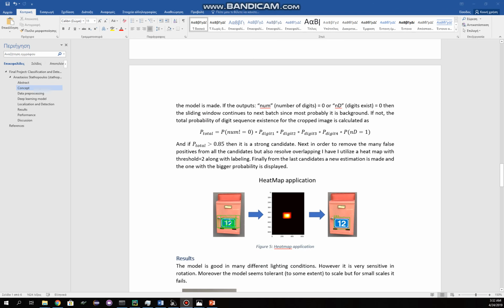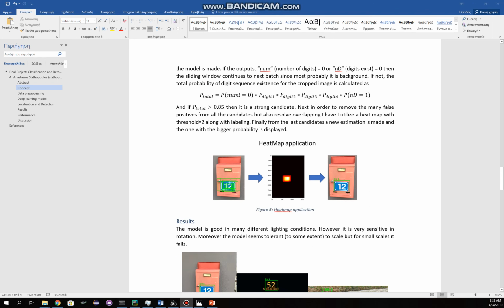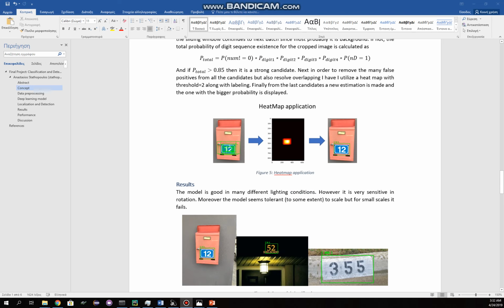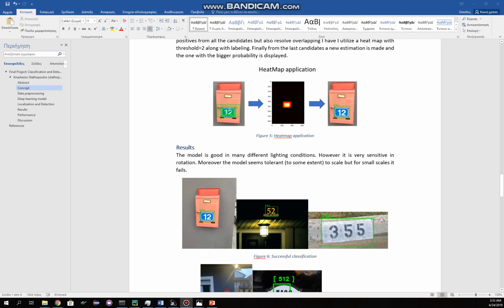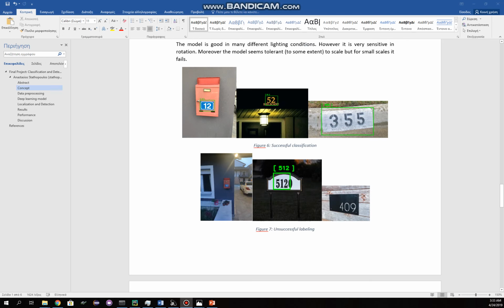Right now, this is my final probability of selecting the appropriate candidate. You can see here the heat map application where I resolve my last candidate, my strongest candidate. I used maximum suppression, but it didn't work out very good, so I ended up with this implementation, and you can see here some results.